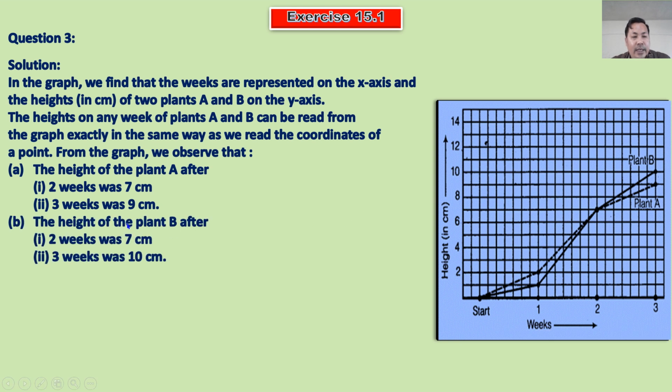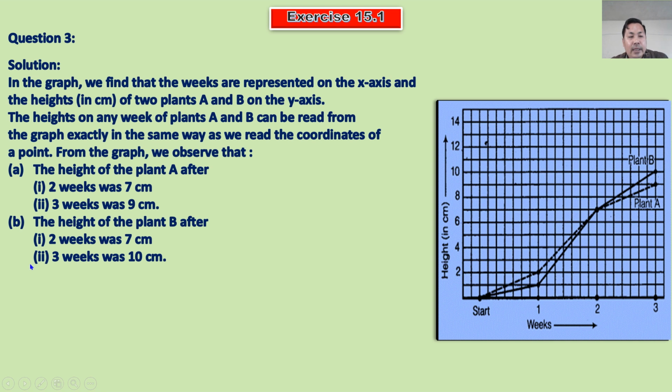Now the next answer is B. The height of plant B after the second week is the same, yes, that is 7 centimeters, isn't it? Here, the coordinate point of B, x should be 2 again. When the x value is 2, we have the y value as 7. So the height of plant B is the same as plant A.